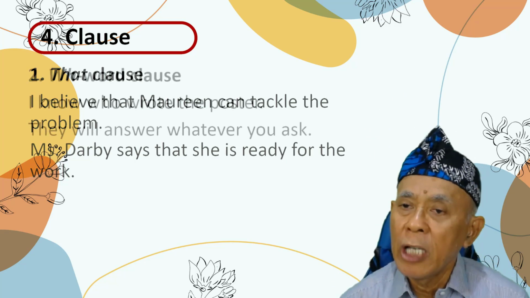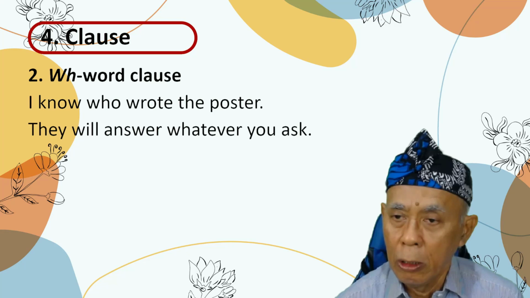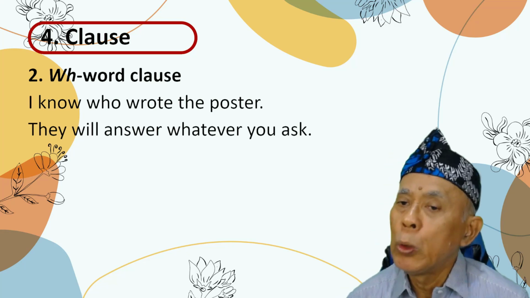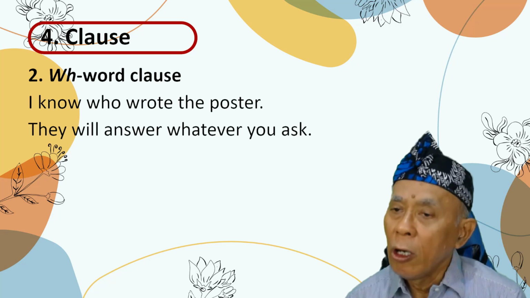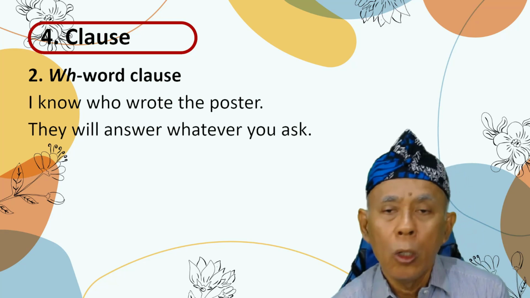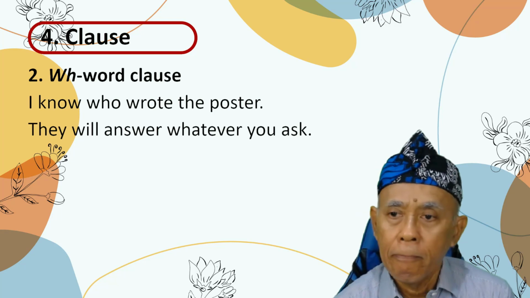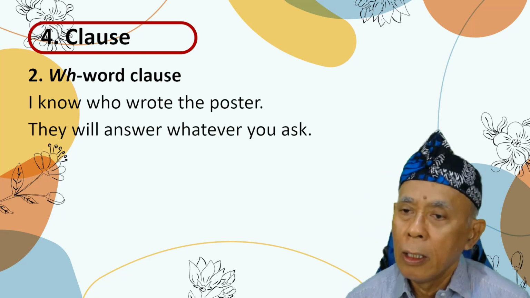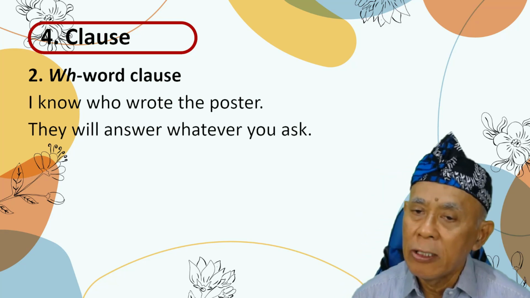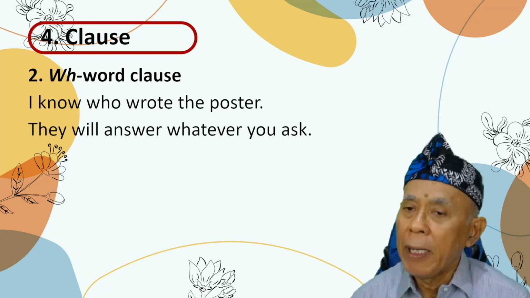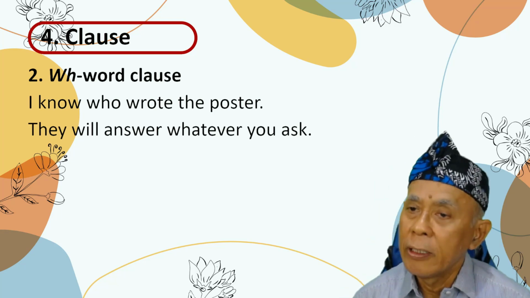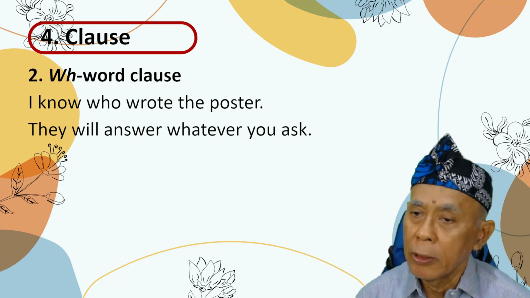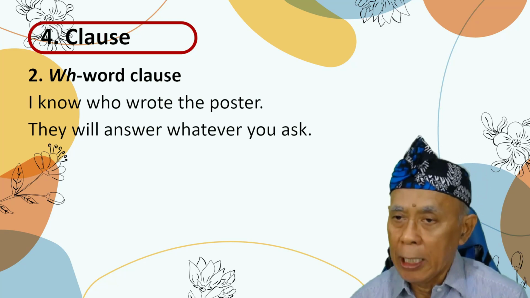And then the second type of clause is the WH word clause. Here we have, I know who wrote the poster. The object of the verb know here is who wrote the poster. We have, they will answer whatever you ask. The object of the verb answer here is whatever you ask. Whatever is a WH word. They will answer whatever you ask.